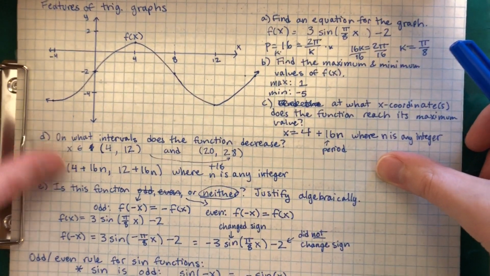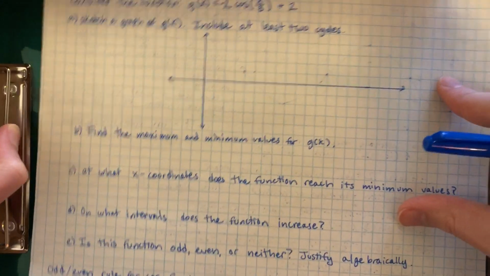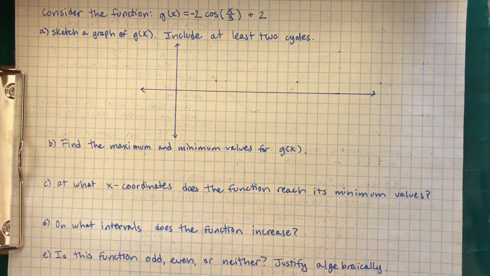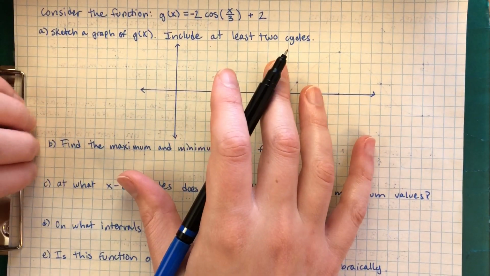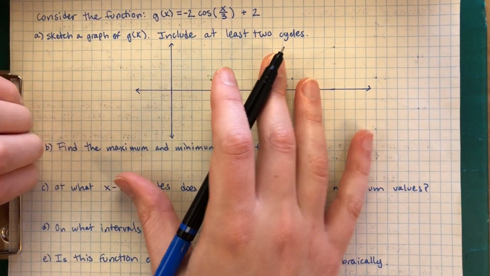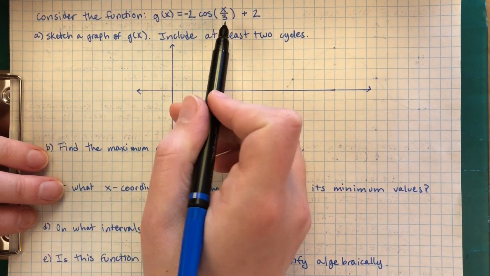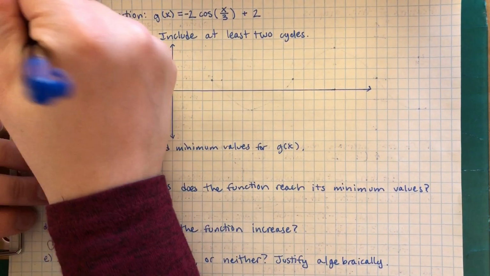Okay. Let's see one more example. And on this example, I'm going to give you the equation and not the graph. We'll have to make the graph ourselves. So we have this function, g of x equals negative 2 cosine x over 3 plus 2.